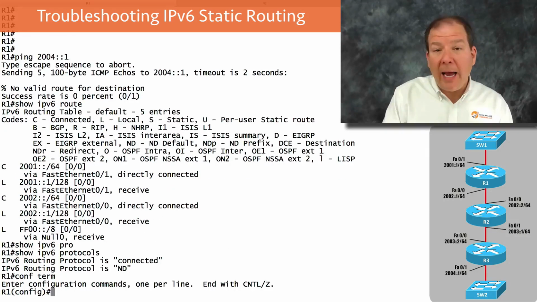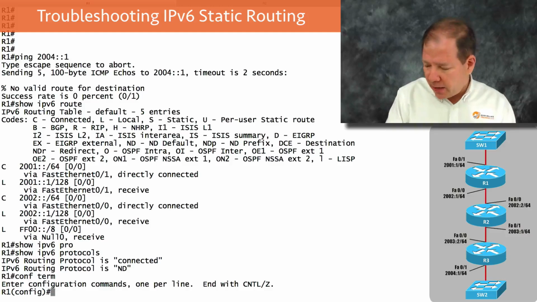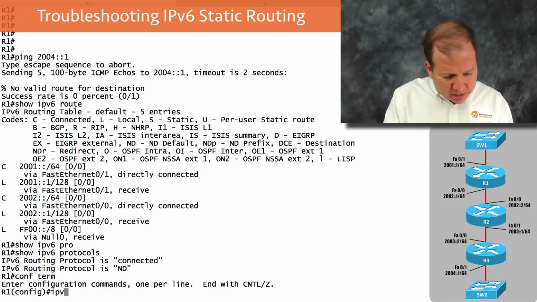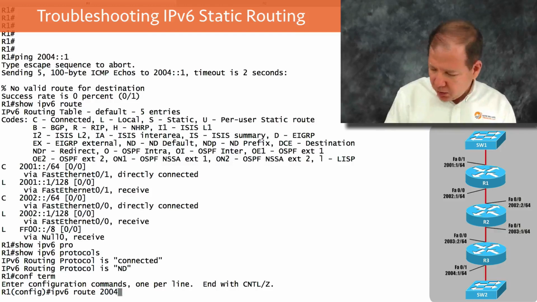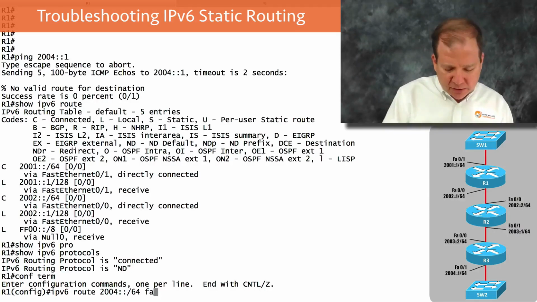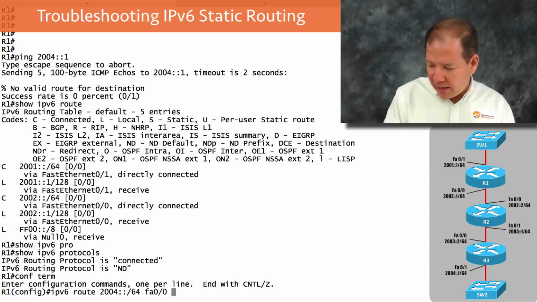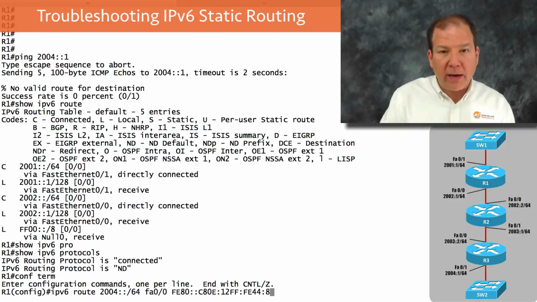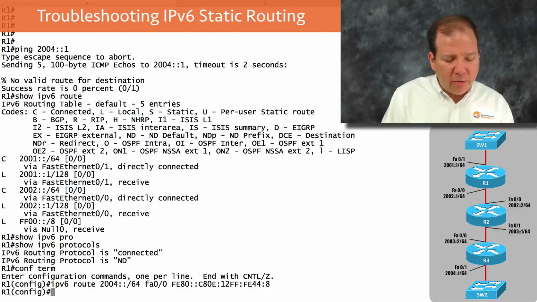On R1, let's add a static IPv6 route. To do that, I'm going to say IPv6 route, and I want to route to the network of 2004::/64. Now notice what I'm going to do here. I'm going to specify an egress interface on R1, Fast Ethernet 0/0. In addition to that, I'm going to specify that link local address that I got from Fast Ethernet 0/0 on R2.